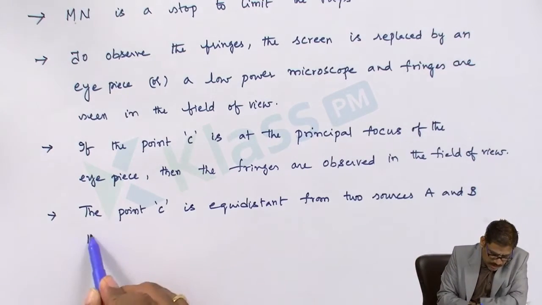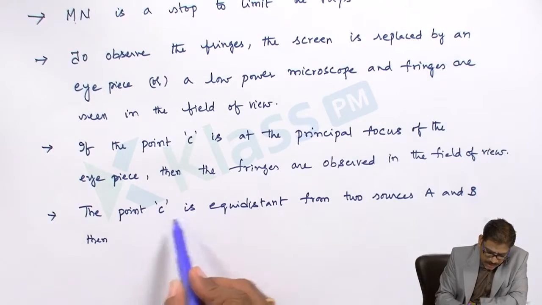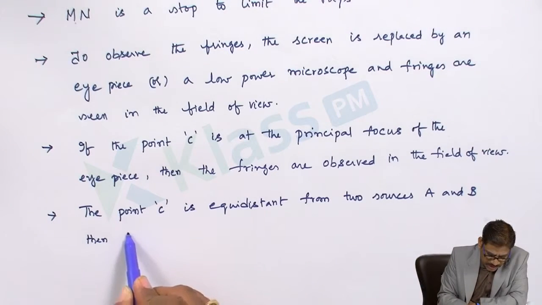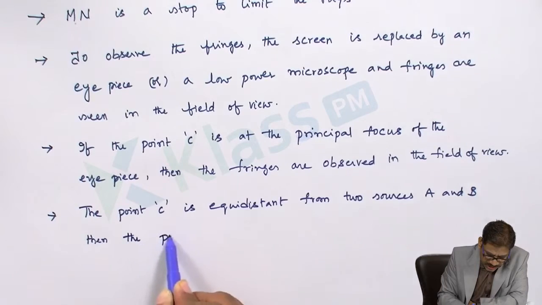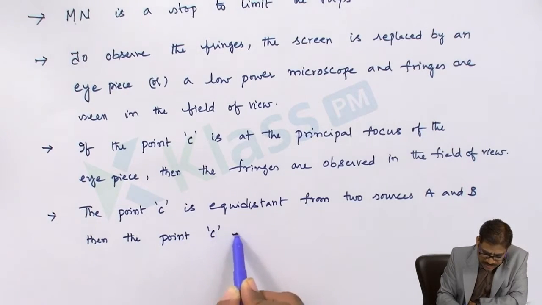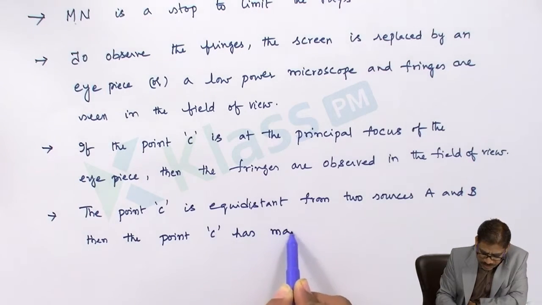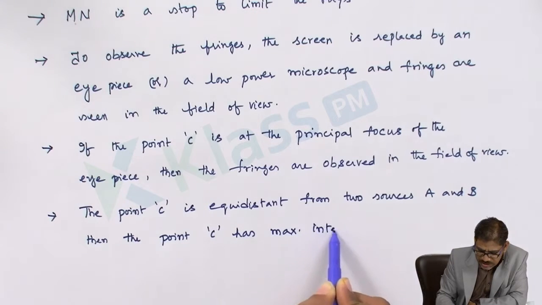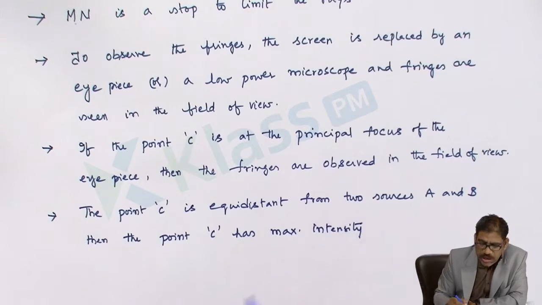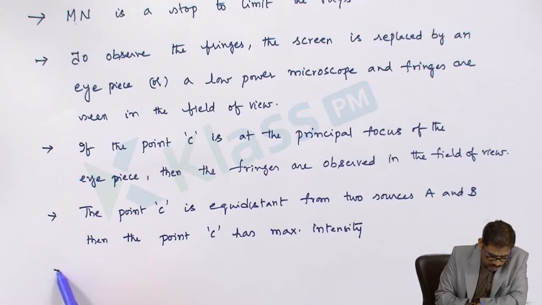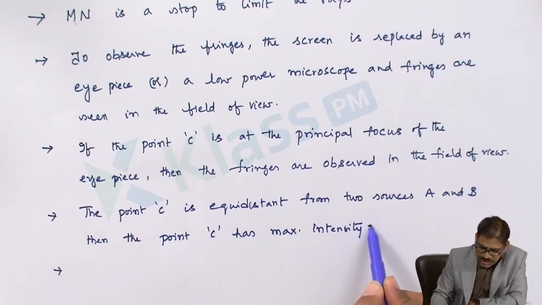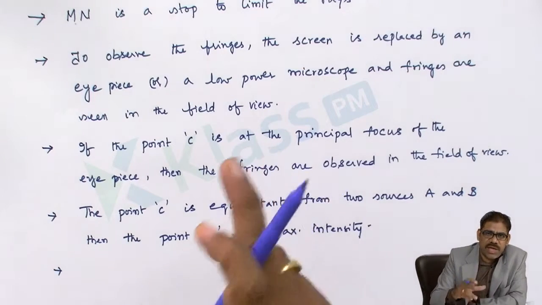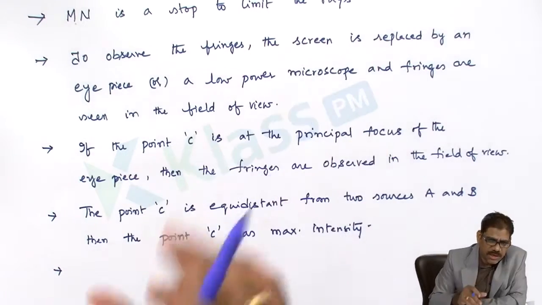Then what is happening? It is equidistant from A and B. Then the point C has maximum intensity if they are equidistantly placed. So it has maximum intensity, that is, at the center itself we have the maximum amount of brightness.